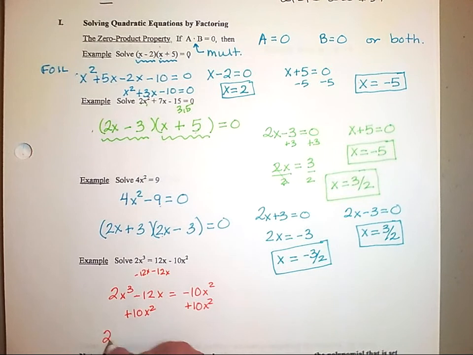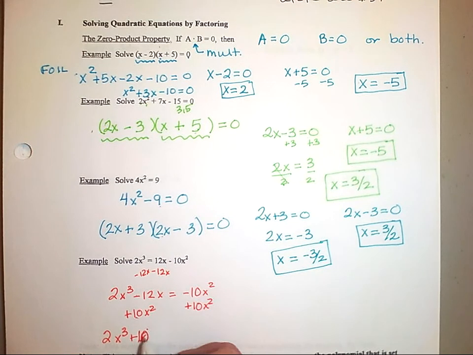So we'll have 2 times x cubed. I'm going to write this in descending order. I can do that because addition commutes. Minus 12x equals 0.